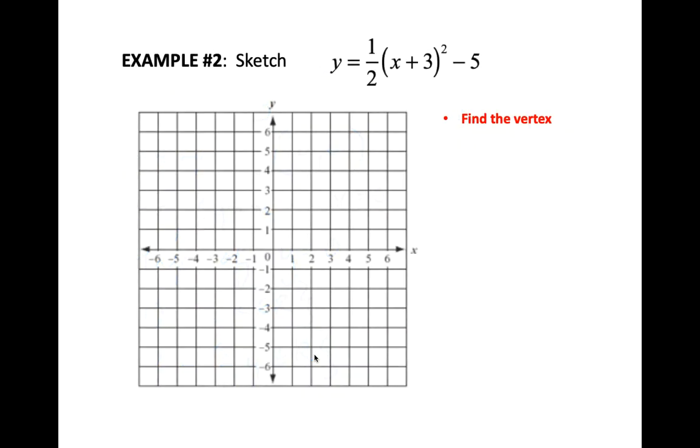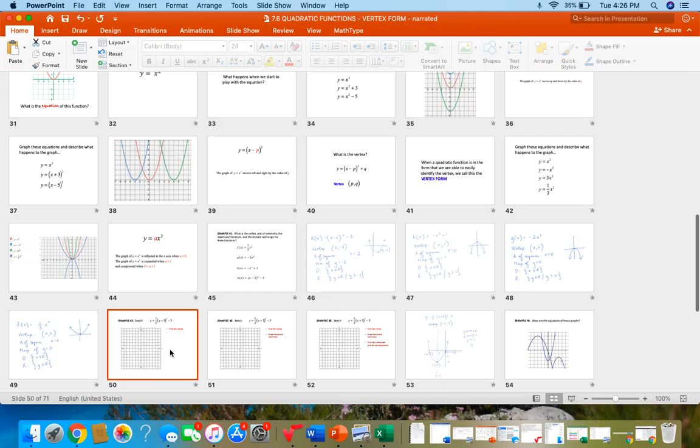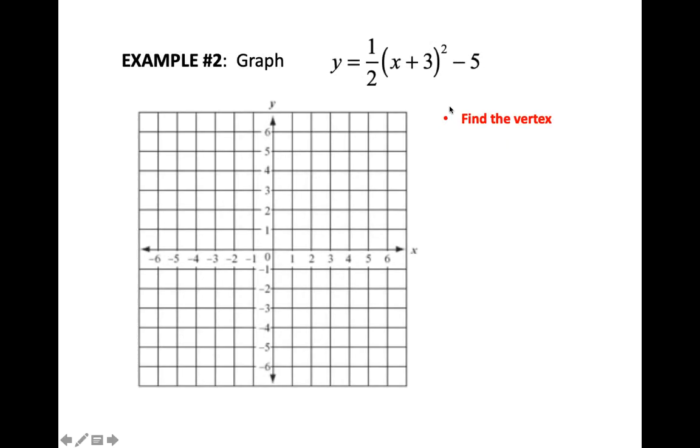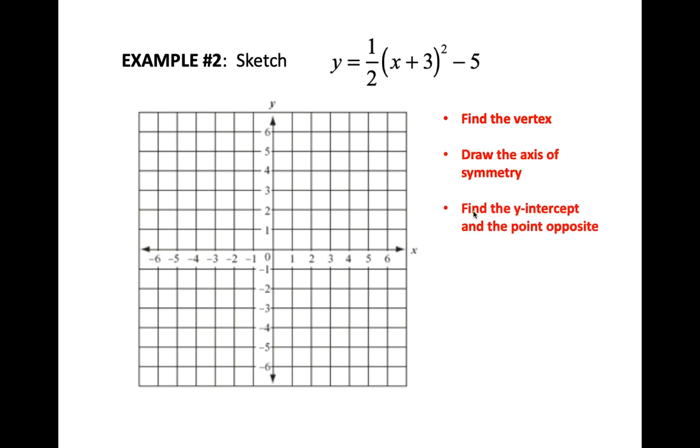Okay, so sketching. In terms of sketching, if I ask you to graph, I'm looking for more accuracy than an actual sketch. So this one really should say graphing rather than sketching. I'm going to change that so you know. I will expect you to find the vertex and put it in place, to draw the axis of symmetry, and to find the y-intercept and the point that's opposite to it.